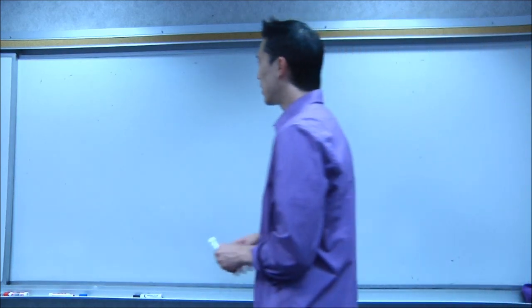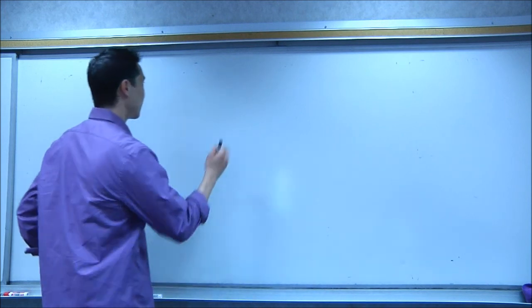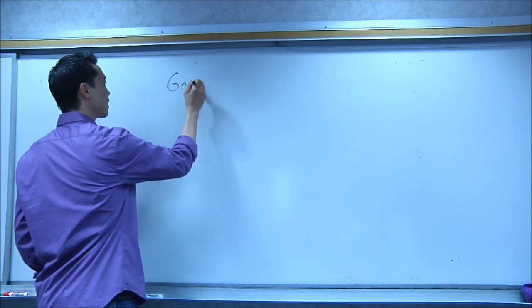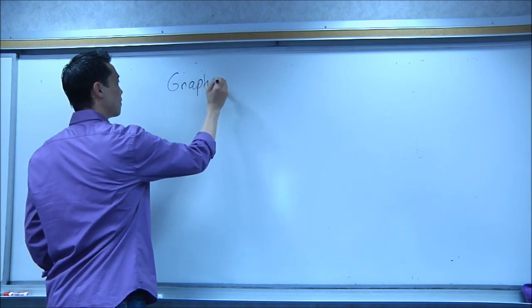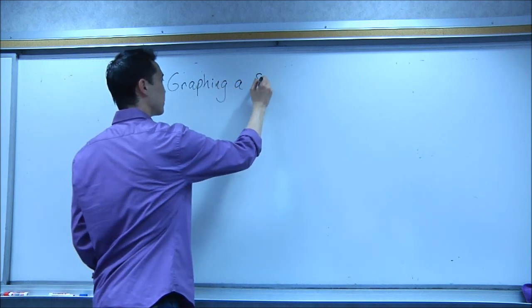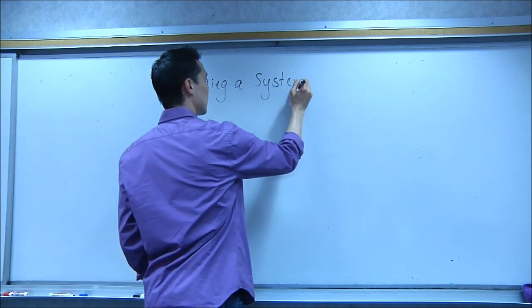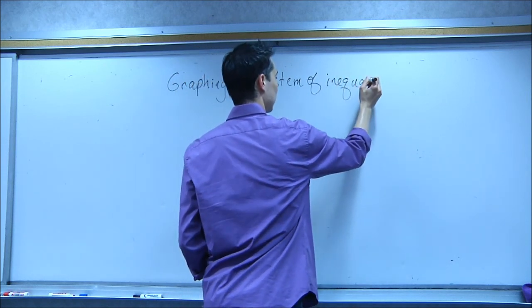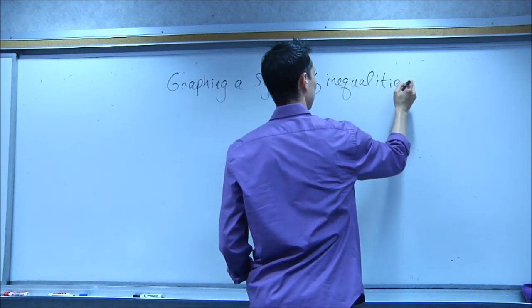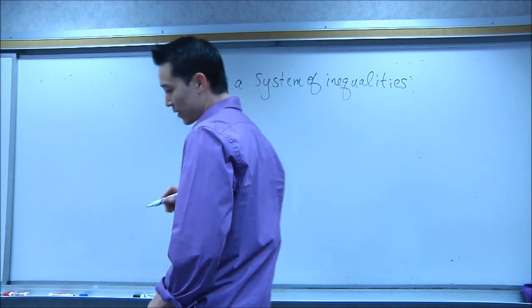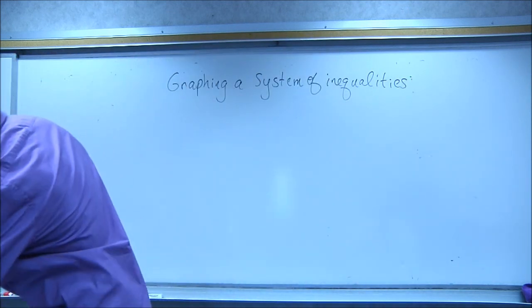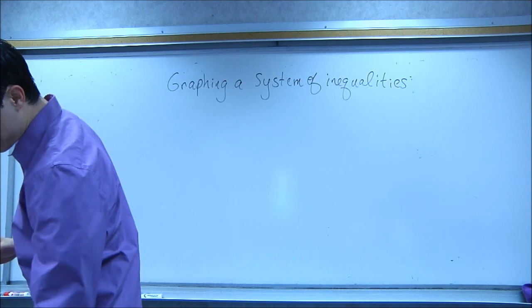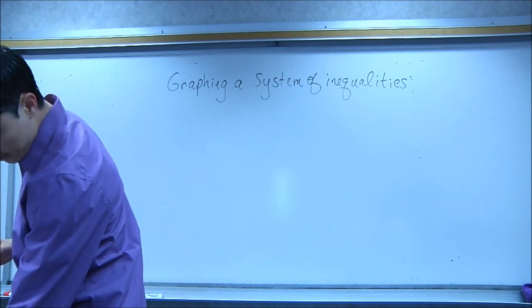So this we call graphing a system of inequalities. Okay? So now instead of just one graph, one line, they're going to give you two lines. So let's try this.